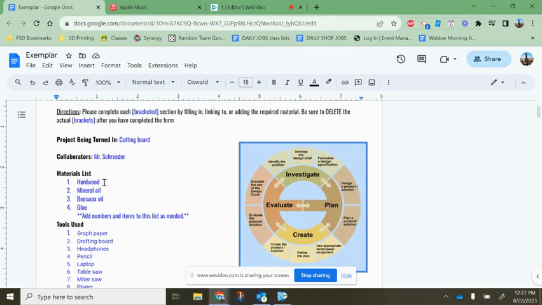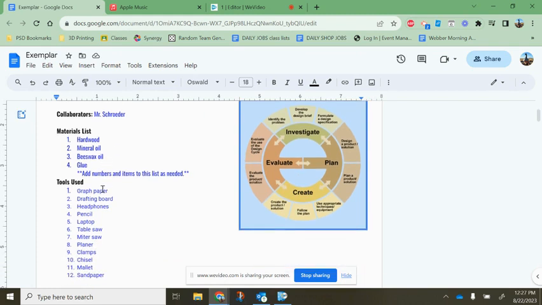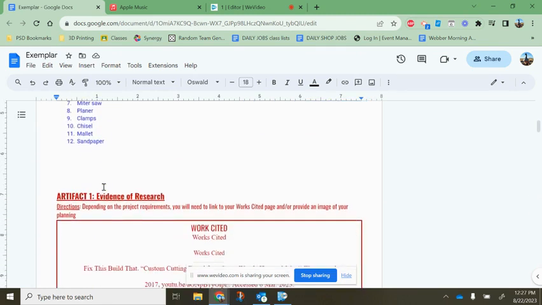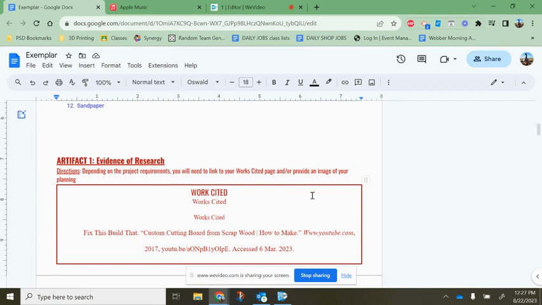Please also list any materials that you used or tools that you used to create it. Next, Artifact 1. This is where you are going to have to show me that you did some research to try to understand a little bit more about this project. Perhaps you watched a YouTube video. Maybe you did a little bit of research into how to use different tools to accomplish the project. Maybe there was some element of the project that you've researched, maybe alternative designs. For each one, you're going to create a work cited, and that work cited will live in here.